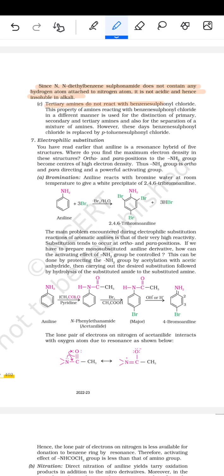Tertiary amines do not react with the benzene sulfonyl chloride. This property of the amines reacting with the benzene sulfonyl chloride in a different manner is used for the distinction of the primary, secondary, and the tertiary amines, and also for the separation of a mixture of the amines. However, the benzene sulfonyl chloride is replaced by the para-toluene sulfonyl chloride.